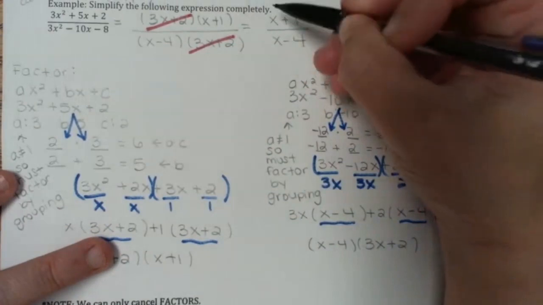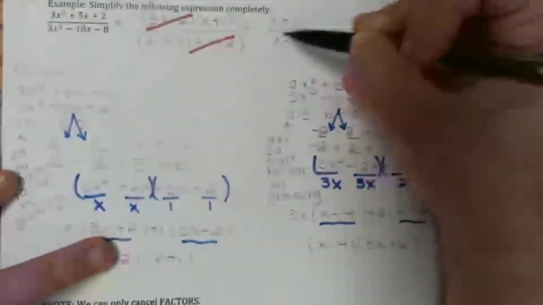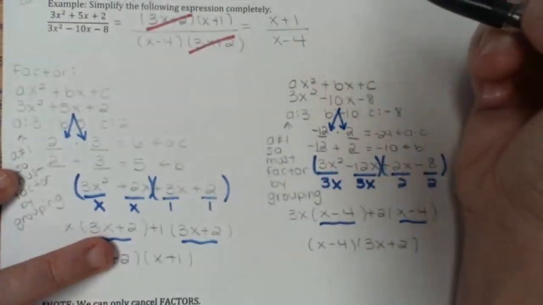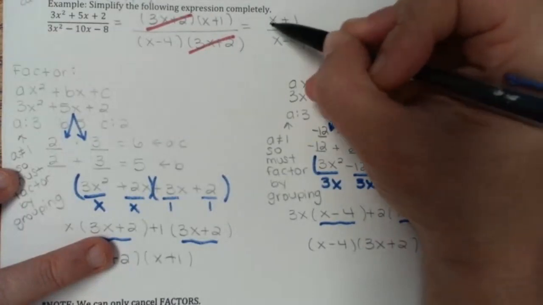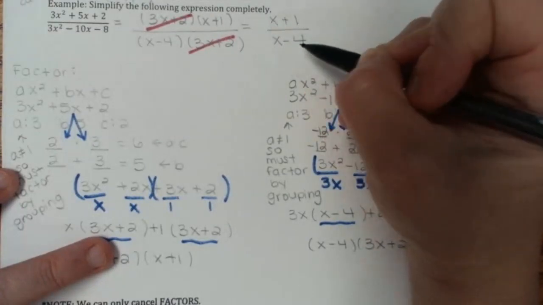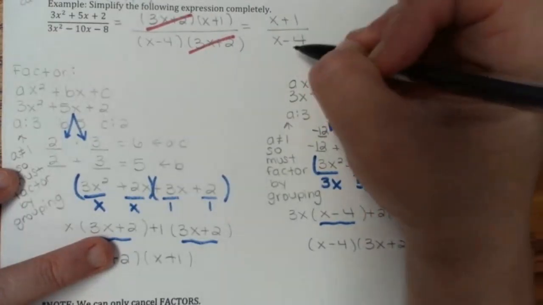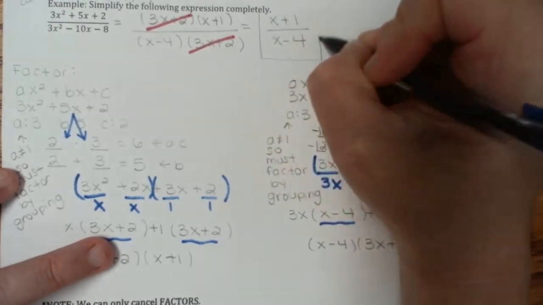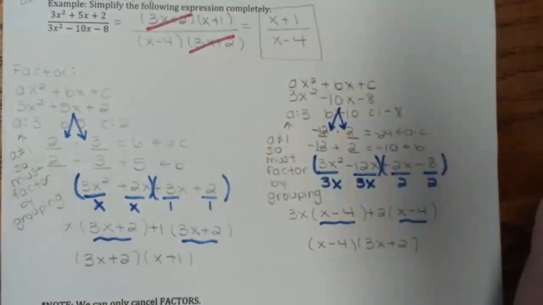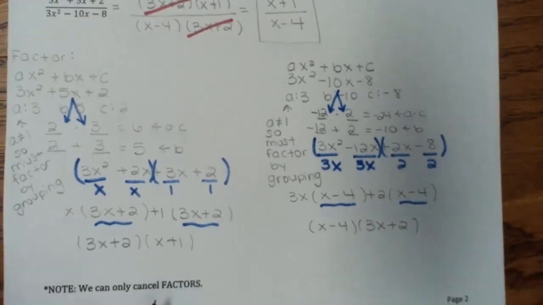Notice I can't cancel out my x's because they're part of the whole factor. I can only cancel out the whole factor. This plus sign is linking the x and the 1 together. This minus sign is linking the x and the 4 together. These are not the exact same factors. That means I cannot simplify it further. Done. x plus 1 over x minus 4. So now down here, notice we can only cancel factors. You can only cancel the whole factor.